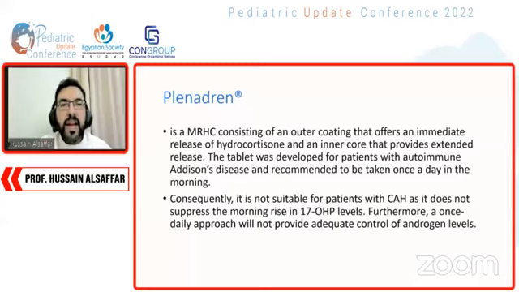What about Chronocort? Chronocort is a modified-release hydrocortisone. It consists of an outer coating that offers an immediate release of hydrocortisone, and there is another inner coat to provide an extended release of the steroid. It's very useful and practical, because patients would have better adherence since it's usually given only once a day. But it has been made for patients with autoimmune Addison disease. It hasn't been made for patients with CAH. So it works for Addison disease, but it doesn't work for patients with CAH, because the argument is that it's not going to suppress the morning rise in 17-hydroxyprogesterone.